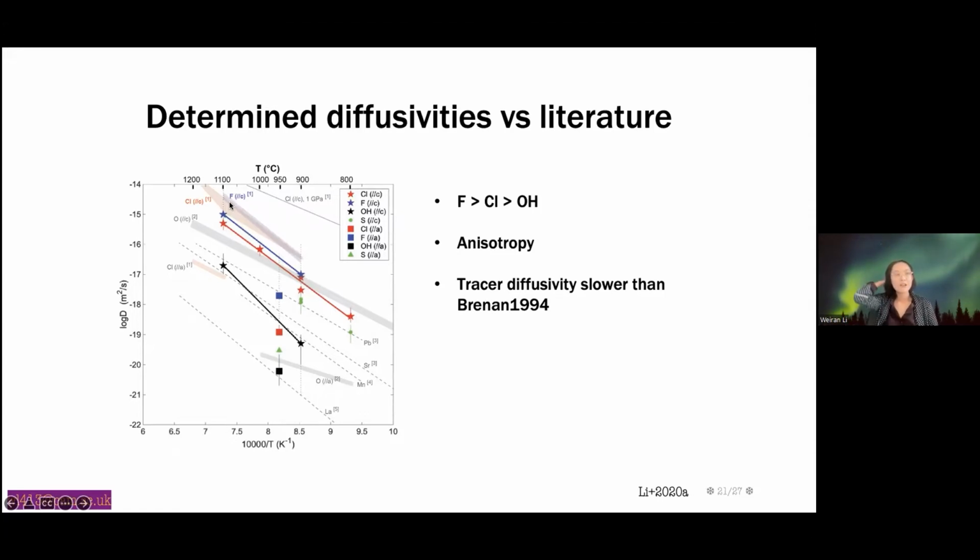I think one of the reasons why our diffusivities are slower than Brenan's could be that we consider multi-component diffusion here, which basically means diffusivities are component or concentration dependent, whereas Brenan probably considered single element diffusion.